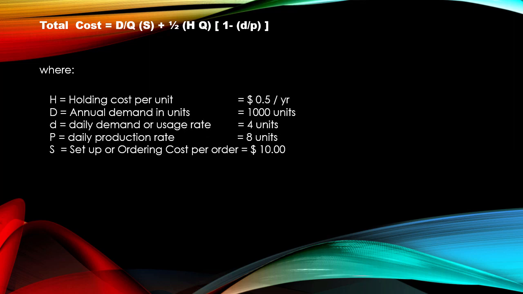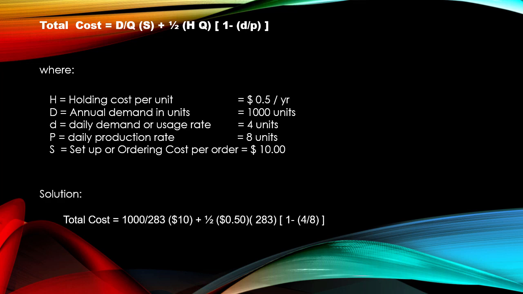For its total cost, we have setup cost plus holding cost. I have here the formula for setup cost, which is D over Q times S, and the holding cost, which is 1/2 H times Q times 1 minus D over P. Here I use the values stated in the problem. Holding cost per year is $0.50. Annual demand is 1,000 units. The daily demand or usage rate is 4. Daily production rate is 8 units. Setup cost or ordering cost per order is $10.